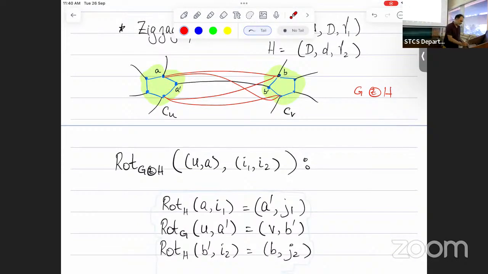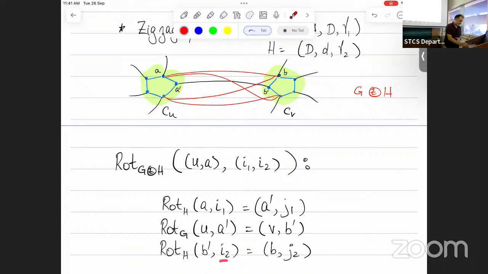So the first thing you ask is, what is the I1th neighbor of A in the graph H, and you get some A prime. Forget the second coordinate for now. Which means from here I end up going to this vertex. So I'm at A prime. And now I ask, what is the A primeth edge going out of U? Which is the same thing as applying the rotation map of G on U comma A prime. That tells me this is the edge, and I end up at V comma B prime. That's what the rotation map tells me.